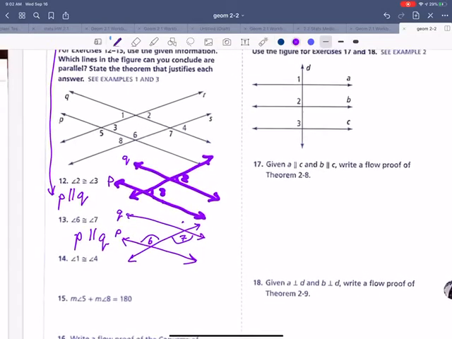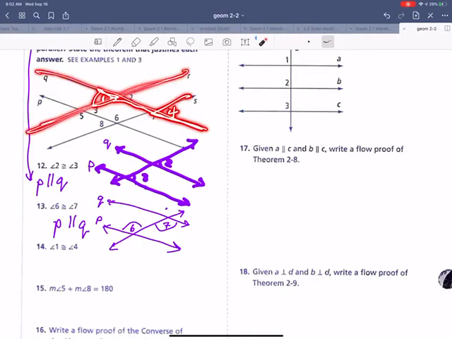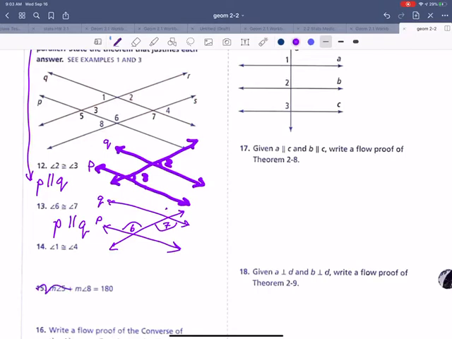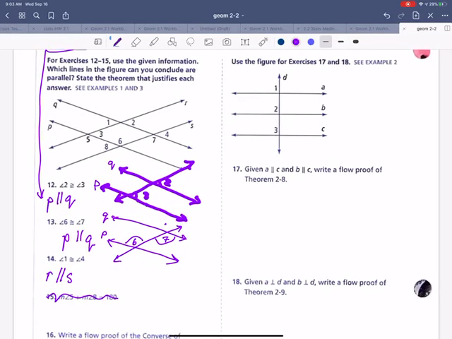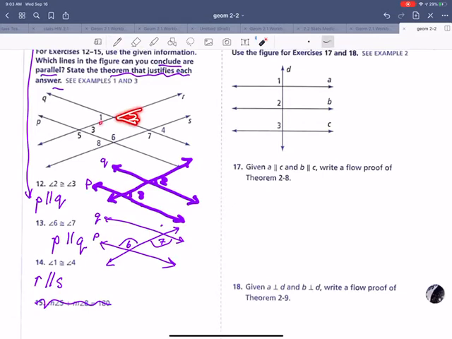Okay, and last one on this picture. It says, what if angle 4 and 1 are forced to be equal? So 4 and 1. All right, so if those are locked into place, I'll trace both sides of 1 and both sides of 4. Now it looks like that would force R and S to be parallel. So R would be parallel to S. Now we got to be careful because it also says which lines would we conclude would be parallel and then which theorem justifies our answer. So let's look at the location of these angles. 2 and 3 should be corresponding. So this would be the converse corresponding angle theorem.